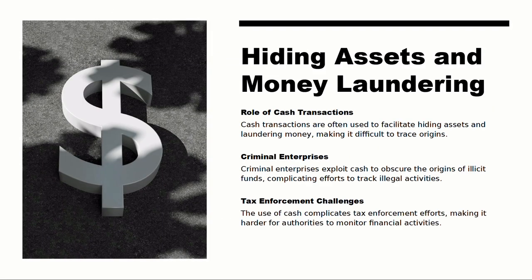Hiding assets and money laundering. Role of cash transactions. Cash transactions are often used to facilitate hiding assets and laundering money, making it difficult to trace origins. Criminal enterprises. Criminal enterprises exploit cash to obscure the origins of illicit funds, complicating efforts to track illegal activities. Tax enforcement challenges. The use of cash complicates tax enforcement efforts, making it harder for authorities to monitor financial activities.